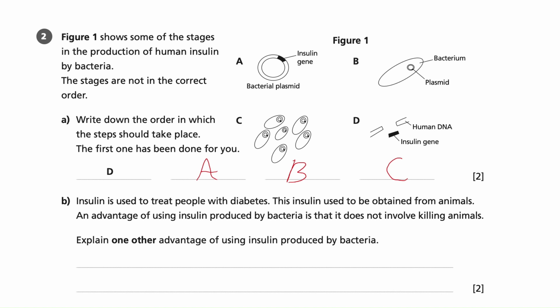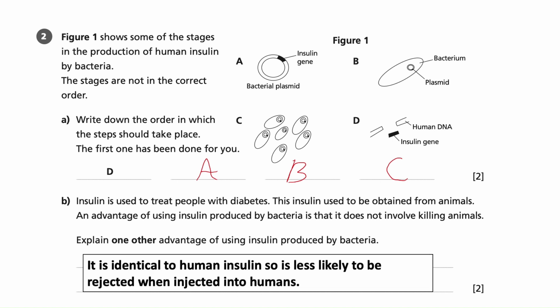Now, it's very clear here that it asks us for one other advantage. So you can't put anything about animal cruelty or killing the animals. So it's got to be something else about the insulin being produced by bacteria. We can also see that it's a 2-mark question. So any answer we give must be developed, sort of explaining a reason why there's an advantage there. It's not just state the advantage, it is explain the one other advantage.